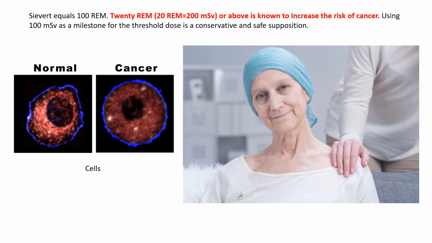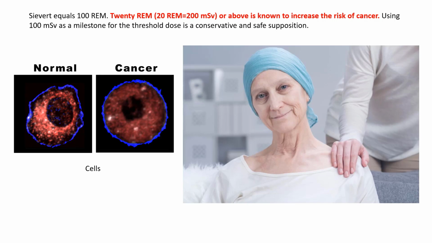Let's put the cancer risk into some sort of perspective here. We know that the probability of a cancer begins at about 200 millisieverts of exposure, or 20 rems. As an occupational worker, you are never going to get exposed to that much radiation at one time or over a year.